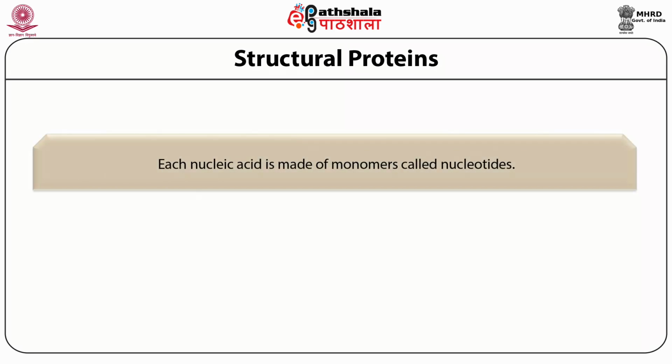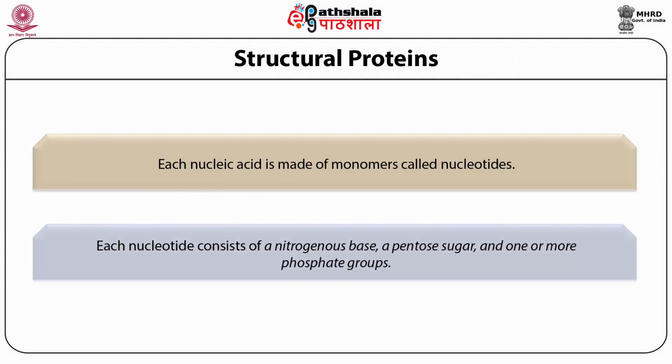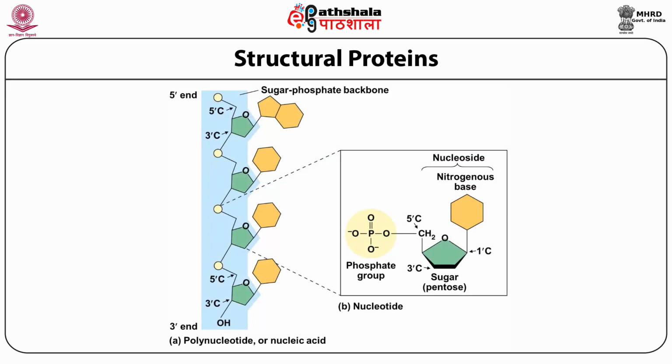Each nucleic acid is made of monomers called nucleotides. A nucleotide means a phosphate unit, a sugar portion and a nitrogen base, all together called a nucleotide. Each nucleotide consists of a nitrogenous base, a pentose sugar and one or more phosphate groups, which is the simplest example of a nucleotide. This monomer links together with other monomer units to produce a polymer chain.